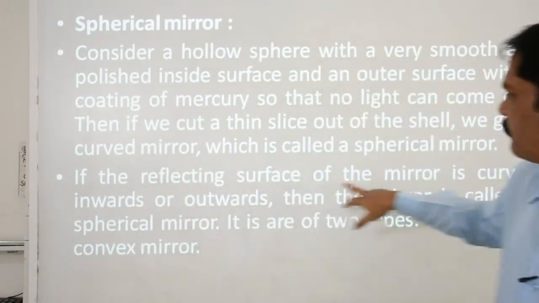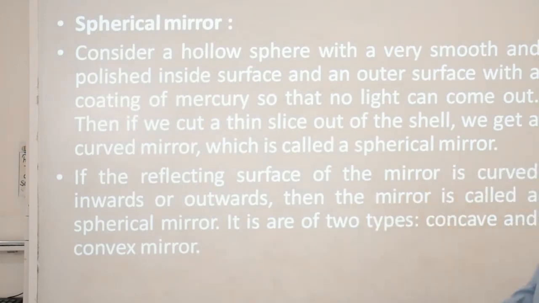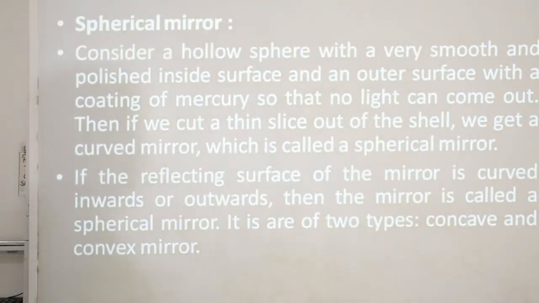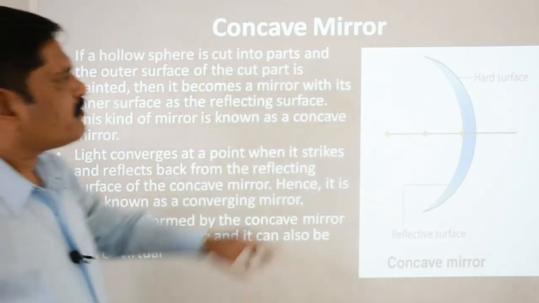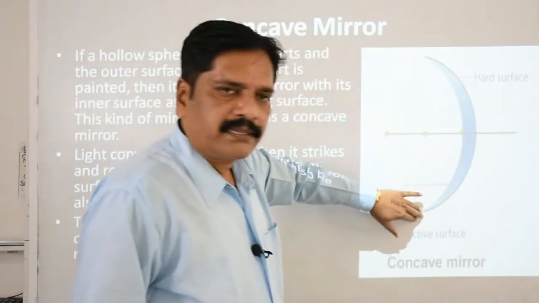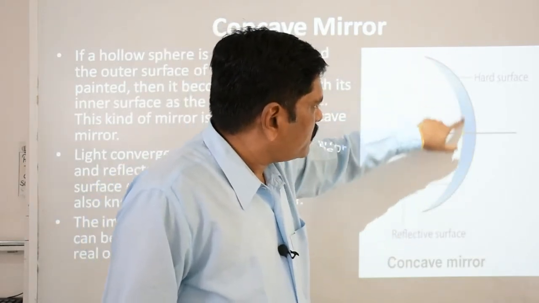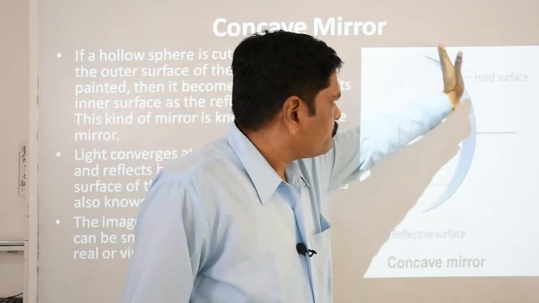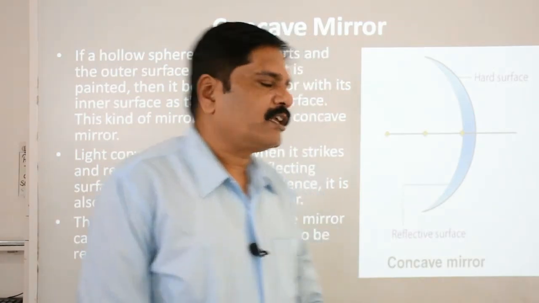So if the reflecting surface of the mirror is curved inward or outward, then the mirror is called the spherical mirror. It is of two types. You are familiar with this, the concave mirror and the convex mirror, right? Now here we are talking about the concave mirrors. Clear? You can see that this is a spherical surface, the hard surface which is polished from outside. So this painted or shaded surface is used to reflect. That means the inner surface is used to reflect. That is called the concave mirror.